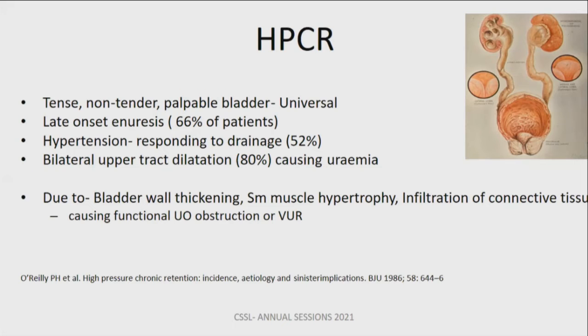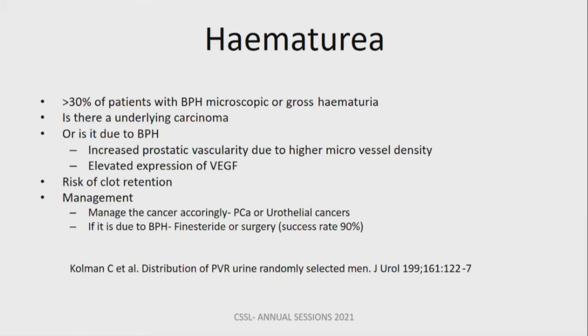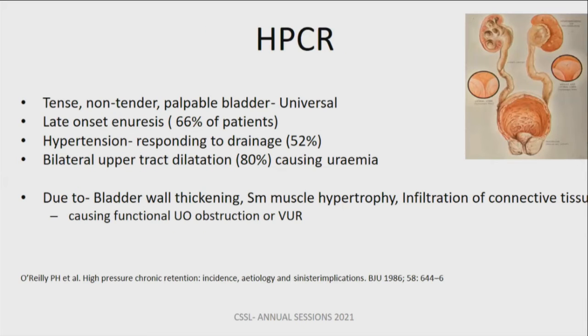High pressure chronic retention is due to bladder wall thickening, smooth muscle hypertrophy, and infiltration of connective tissue, causing functional ureteric orifice obstruction or vesicoureteric reflux. So if we have a patient with refractory acute urinary retention, high pressure chronic retention, or chronic urinary retention with high residual volume or repeated retention, they should be referred to specialist care to consider bladder outflow tract surgeries.